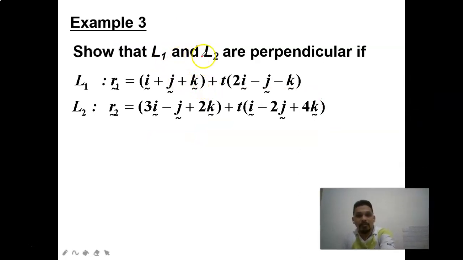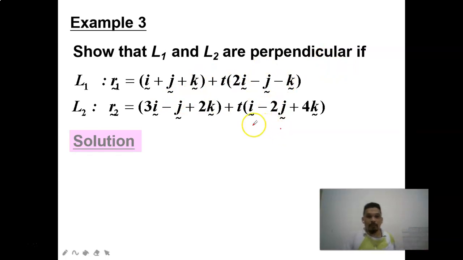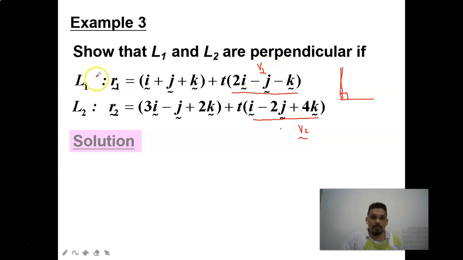Show that L1 and L2 are perpendicular. Perpendicular means that it is formed at 90 degrees. So our reference here right now is V1 and also V2. Now for these two lines, L1 and L2, perpendicular, for L1 perpendicular to L2, wait, this is parallel, not perpendicular.